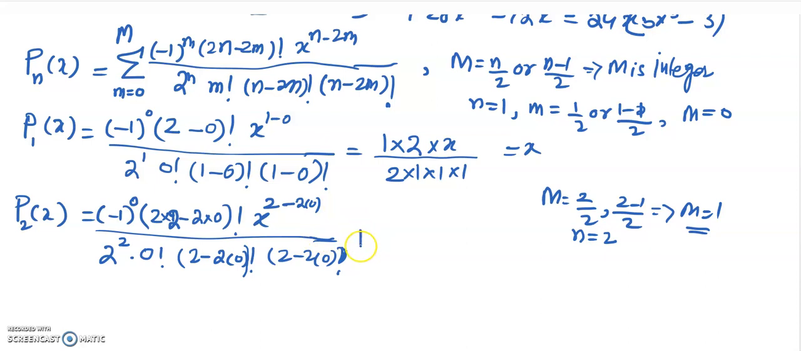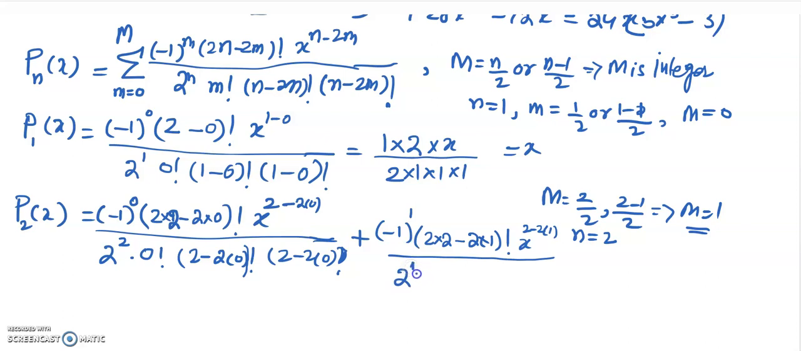And then next is minus 1 power, now m is equal to 1, so minus 1 power 1, and then (2 into 2 minus 2 into 1) factorial, so it will be x power 2 minus 2 into 1, and then 2 power n, so 2 power 2, and m is now 1 factorial.